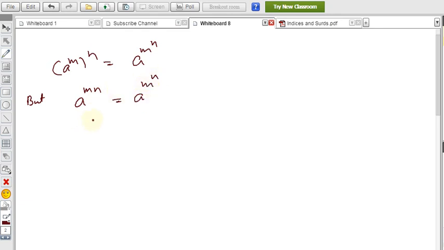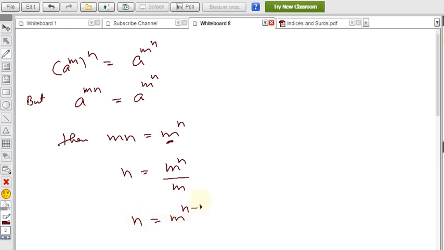Now when the base is the same, we can take the powers. Then m into n is equal to m to the power n. Now to find the n value, here m is the base. So m to the power n, if we take this m down, it is divided by m. Now n is equal to m to the power n minus 1, because of the a power m by a power n formula.